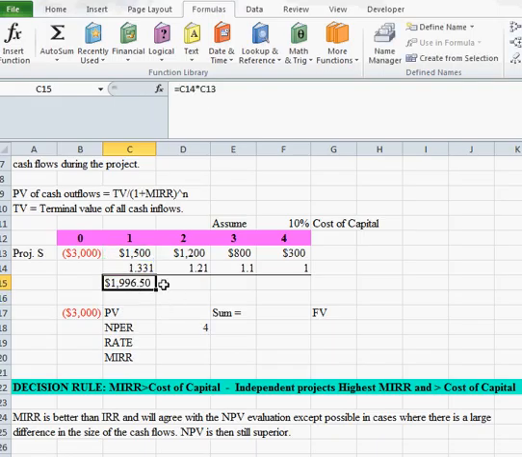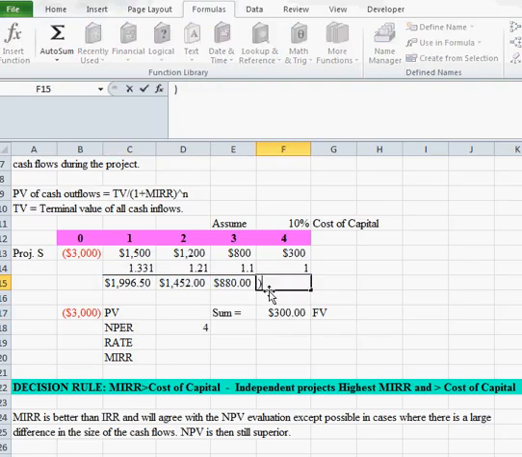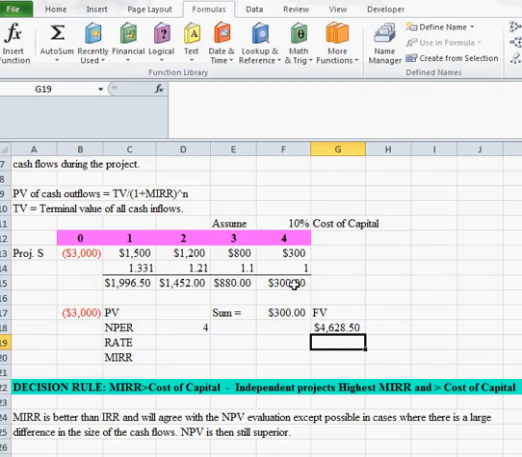So we can take that cell and copy it, pull it across, take the 1.21, multiply it by the 1,200, and you get 1452, etc. So if we add these numbers, because these are all now a future value at the end of year 4, then we have one number for future value that we can then compare with our present value number, equals the sum of, so our future value is 4628.